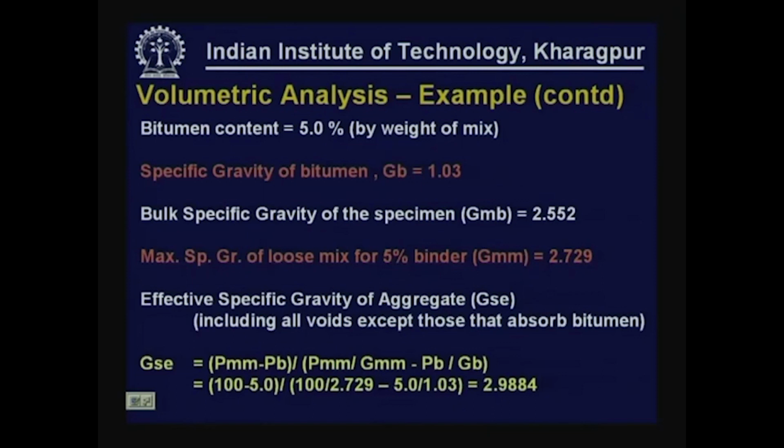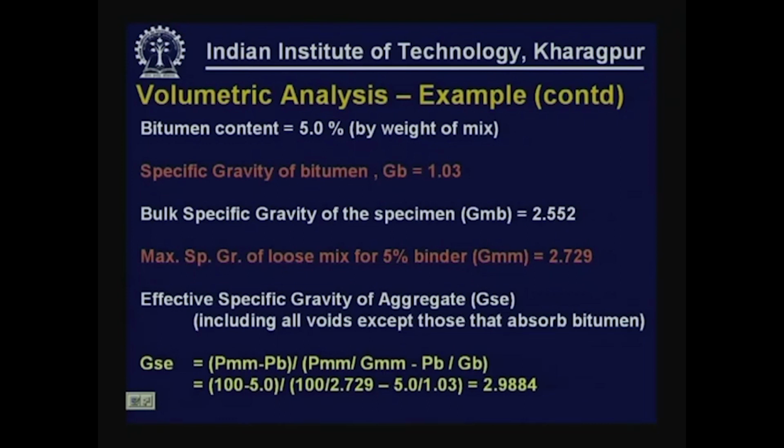Let us say we have added 5% bitumen by weight of the total mix, and the specific gravity of the bitumen was measured as 1.03. The bulk specific gravity of the specimen, this is one specimen that we are talking about, is 2.552, and the maximum specific gravity of the loose mix for 5% binder content is 2.729.